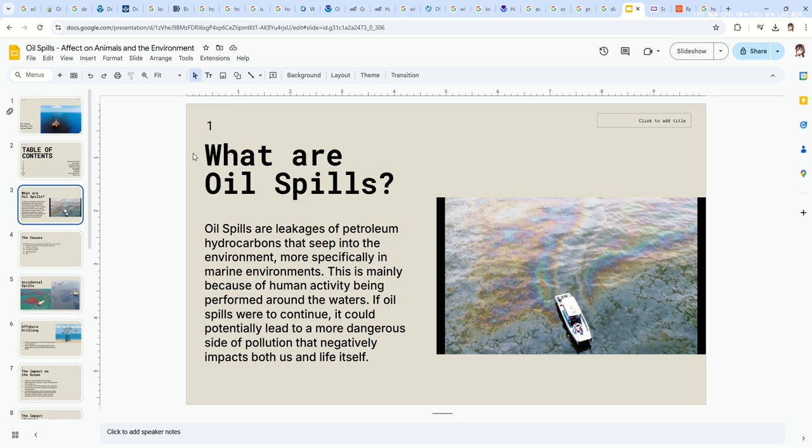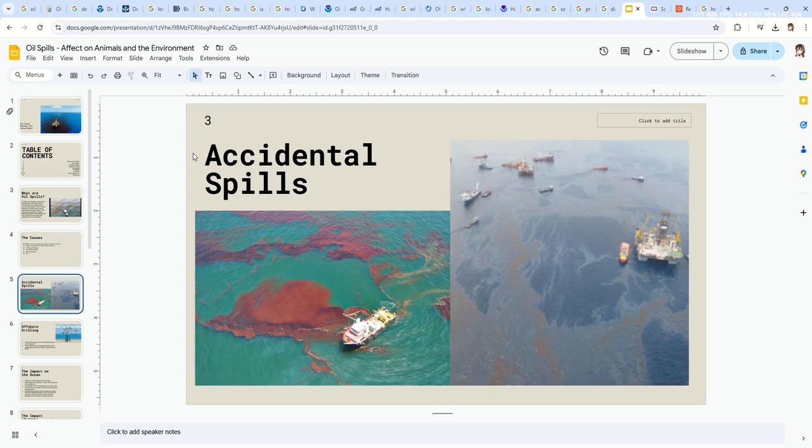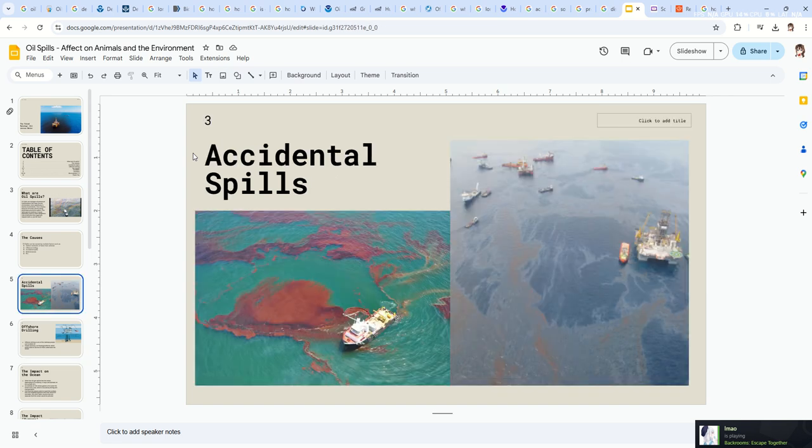Everyone probably knows what an oil spill is already, but for a small recap, it's when petroleum hydrocarbons seep out of mining rigs into the environment. Contributing factors to oil spills can stem from indirect emission of fuels from vehicles, accidental spills, offshore drilling, and so on. This goes to show that if oil spills were to keep happening, then it can lead to pollution, which negatively impacts both us and other environments too. And here in slides 3 and 4 are examples of offshore drilling and accidental spills.